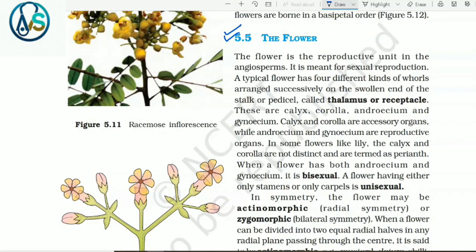It is meant for sexual reproduction. A typical flower has 4 different kinds of whorls arranged successively on the swollen end of the stalk or pedicel, called thalamus or receptacle. These are calyx, corolla, androecium and gynoecium. Calyx and corolla are accessory organs, while androecium and gynoecium are reproductive organs. In some flowers like lily, the calyx and corolla are not distinct and are termed as perianth.